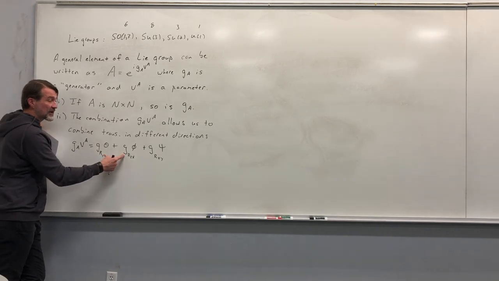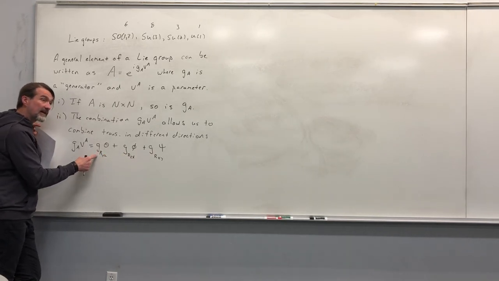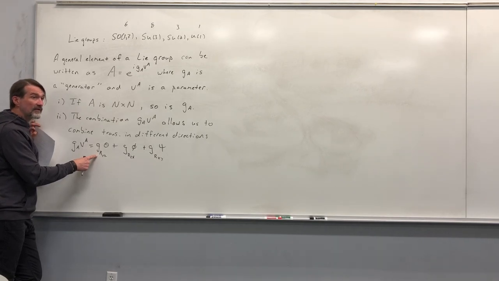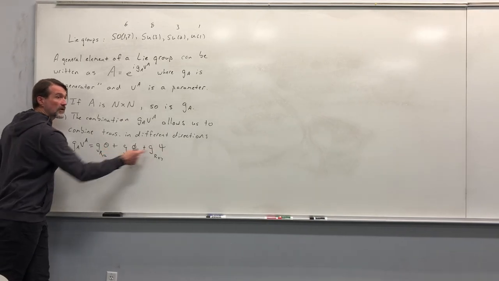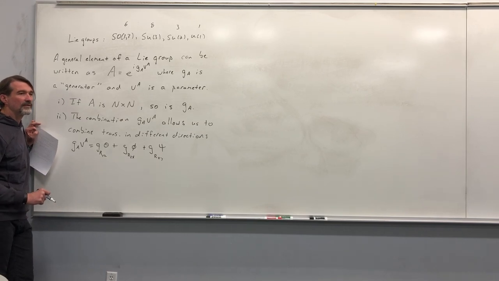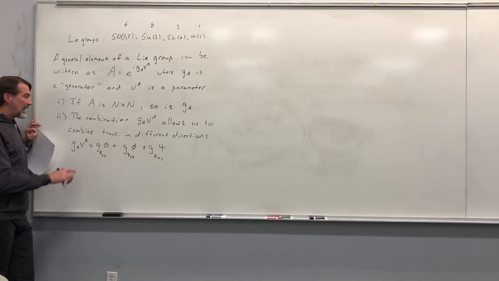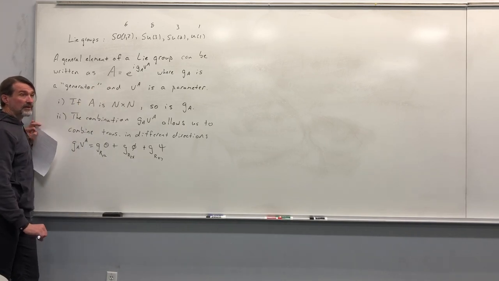These things, these generators, are fixed. This is just the tiny transformation, the infinitesimal version. And then you're compounding it with a finite angle. You pick the finite angles. You don't pick the generators. Okay, again, I'll talk about that in a moment. And this will let you build an arbitrary transformation.